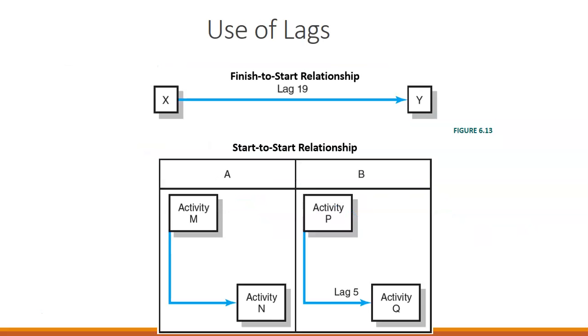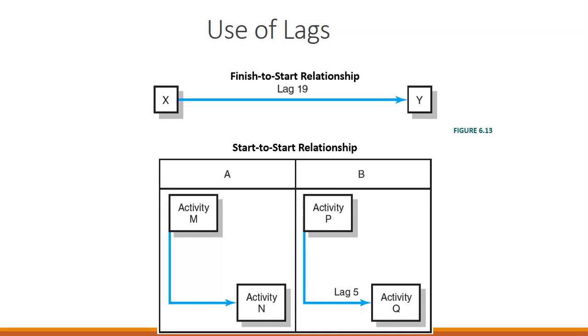And using lags between activities, we have finish to start relationships. From X to Y, we have a lag of 19. Then we look at these different activities: activity M, activity N, activity P, and activity Q. Lag is one of the ways we can help develop this slack or available time within our project.